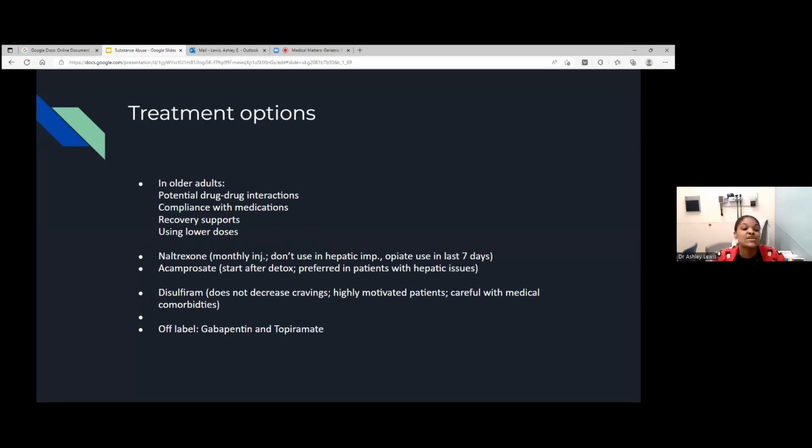So once again, treatment options in older adults: you have potential drug-to-drug interactions, and recovery supports using lower doses. Another medication that can be used is naltrexone for alcohol use disorder, as well as acamprosate, and disulfiram, which is Antabuse. Then there are some off-label medications, gabapentin or Topamax, that can be used as well for alcohol use disorder.